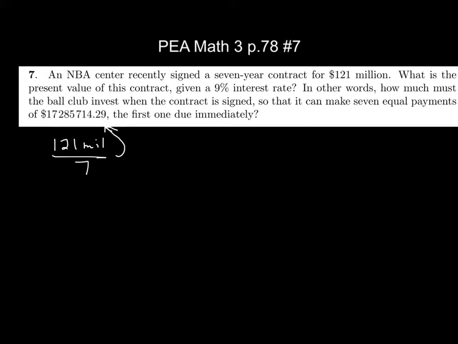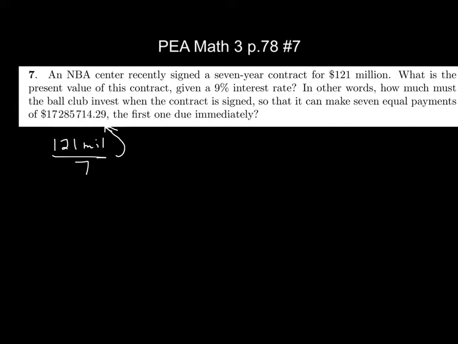So, you can't just divide it and say, I'm going to give him 17 million. You can, but you're going to spend more than you have to. Because on the 7th payment, I didn't need this much. I could have a little bit less, as long as that last payment with 9% over the 6 years gives me that. So here's a way you can think about it.